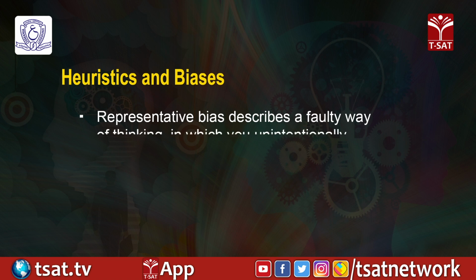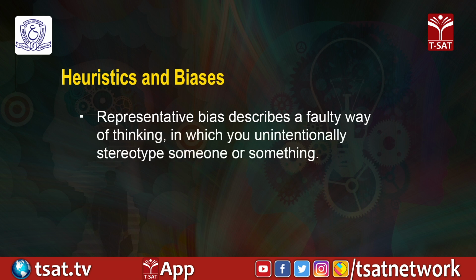Representative bias describes a faulty way of thinking in which you unintentionally stereotype someone or something. For example, you may assume that your professors spend their free time reading books and engaging in intellectual conversations because the idea of them spending their time playing volleyball or visiting an amusement park does not fit in with your stereotypes of professors.